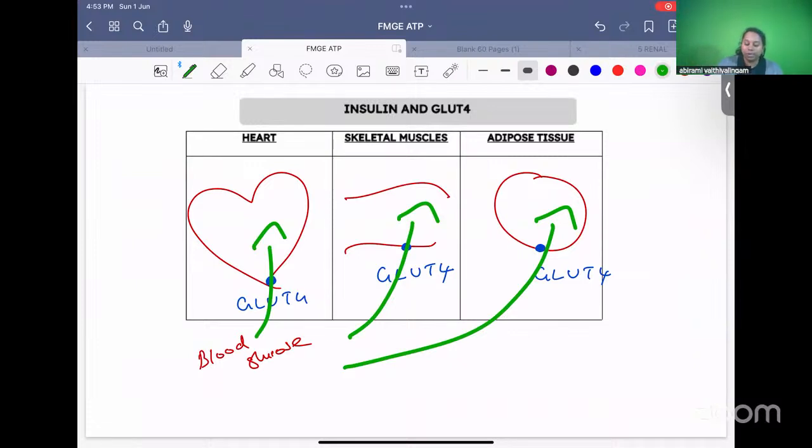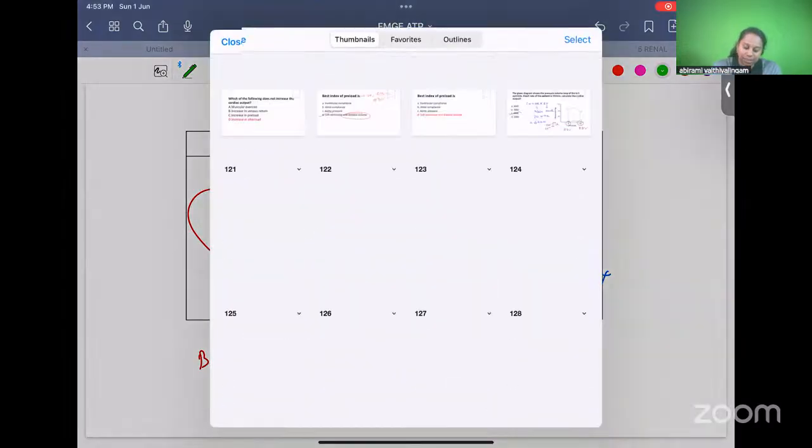That is how insulin helps you to decrease blood glucose levels. So that's how insulin is decreasing blood glucose, by activating GLUT4. That's why GLUT4 is called the insulin dependent glucose transporter. Insulin dependent glucose transporter, that is GLUT4.